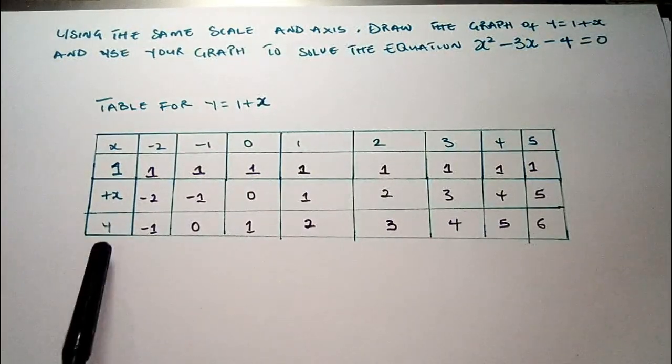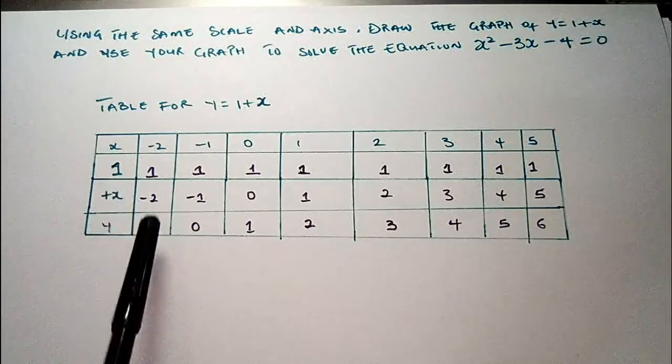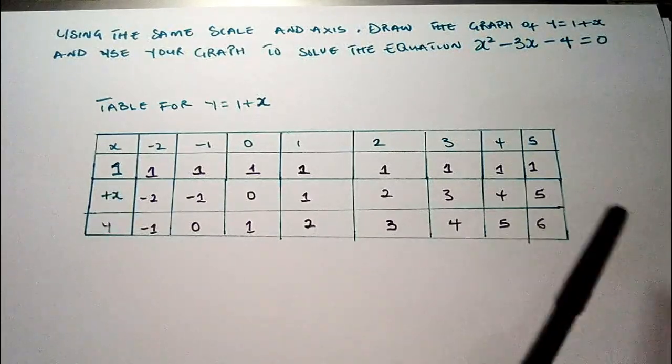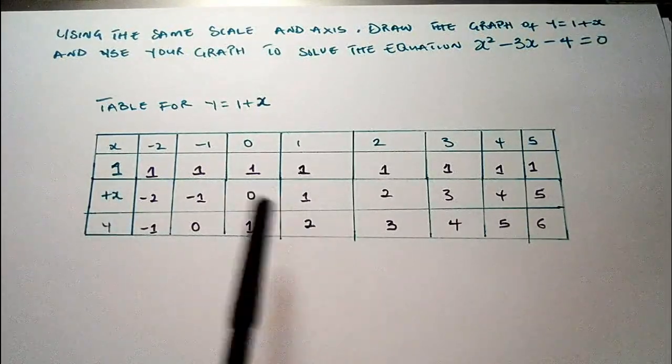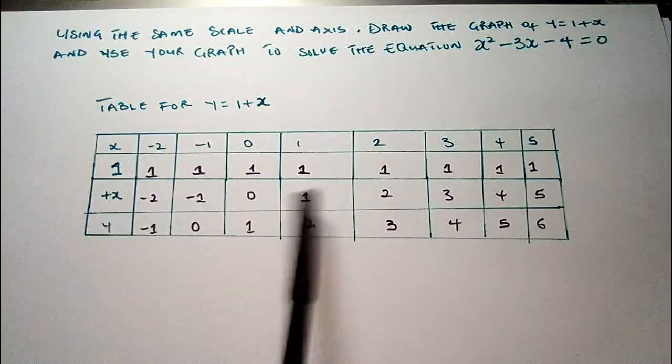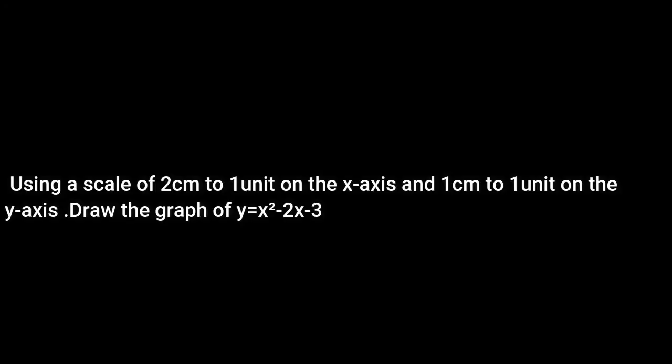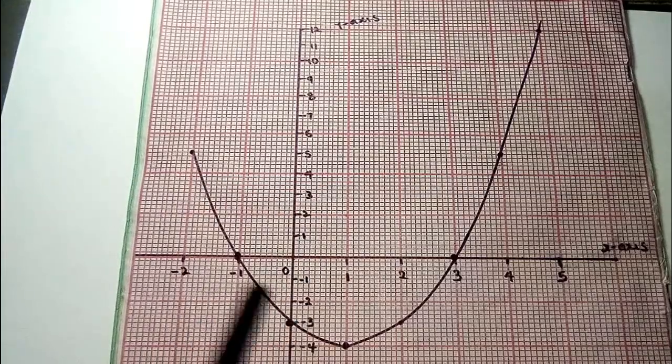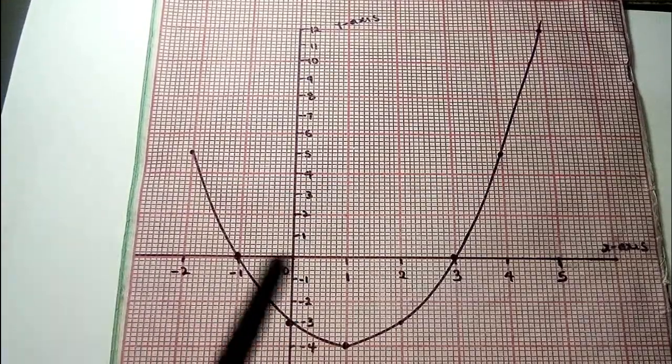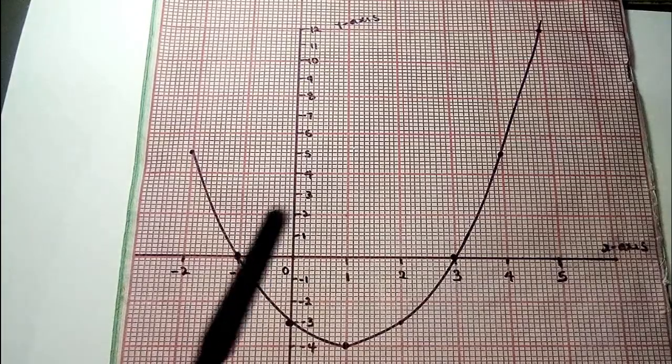So we've gotten the value for y to be minus 1, 0, 1, 2, 3, 4, 5, 6. So what we're going to do is plot the graph from this table. This is the original question that we used to get this particular graph, but let's plot the linear graph on it now. Y equals 1 plus x.